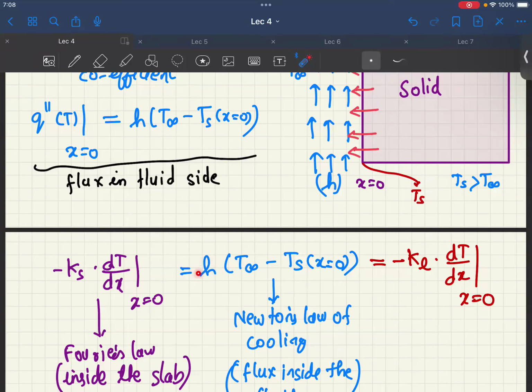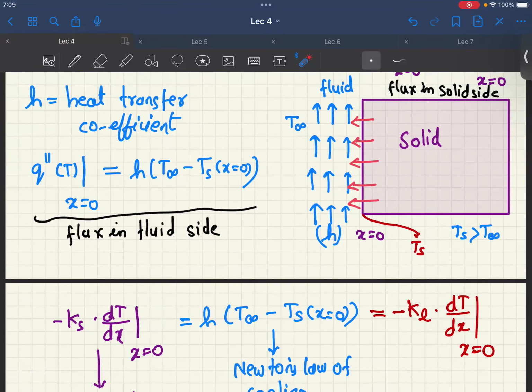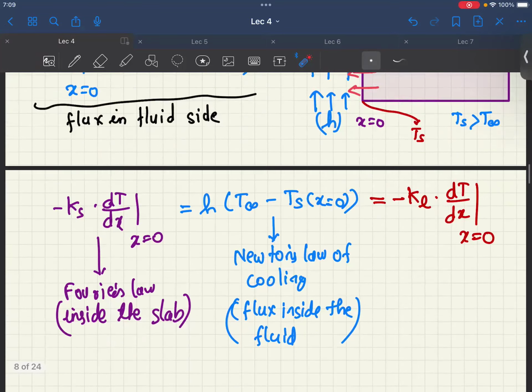Now, h into (Ts minus T infinity) is nothing but Newton's law of cooling, which gives us the flux inside this fluid. And this minus kl into dT by dx is the flux at this boundary, where kl stands for the thermal conductivity of the liquid, and dT by dx is at this end. Since ks and kl are different, so are the temperature gradients. Usually ks is greater than kl, so the temperature gradient inside the slab would in general be greater than the temperature gradient outside the slab, inside the fluid. So we ended that.